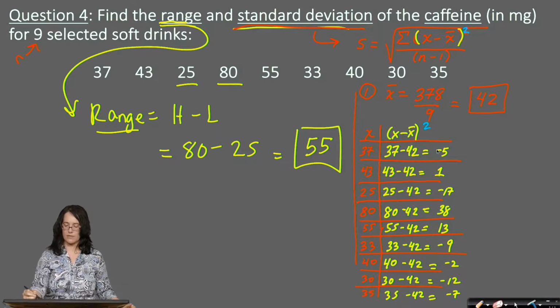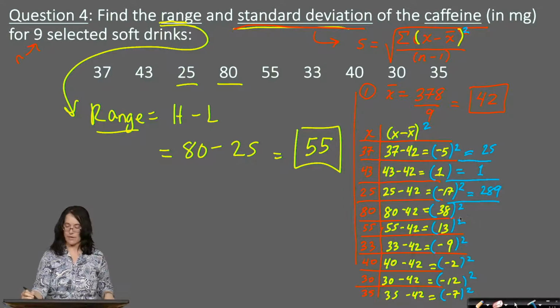To square those differences, we have to actually take each of them and multiply it by itself. So basically the whole purpose is to turn them all positive. That's the purpose of this step. So if we square each of these values, let's see what we get. We would get positive 25. 1 times 1 is 1. Negative 17 times negative 17 is positive 289. Positive 38 times positive 38, that's a big number. It's positive 1,444.